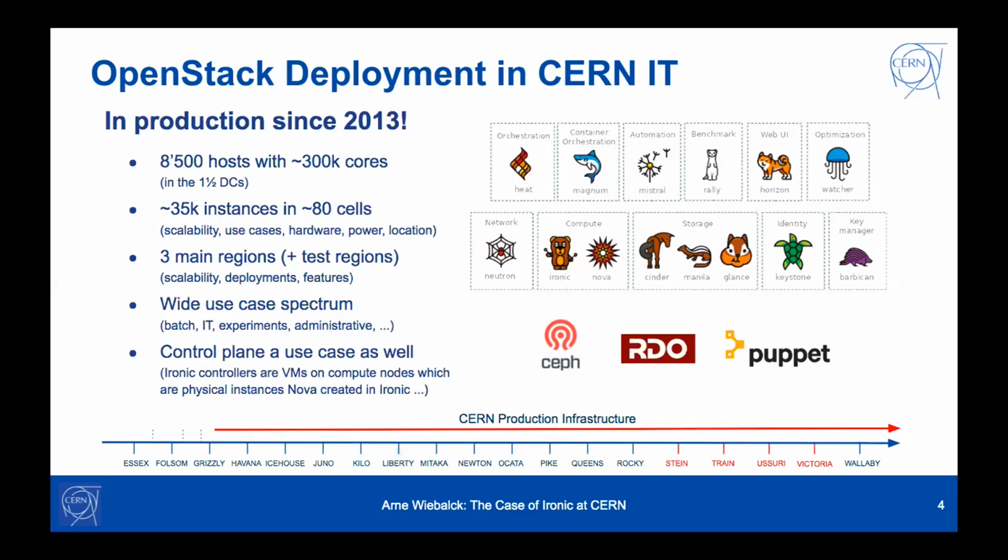And OpenStack at CERN supports quite a wide range of use cases. There's the real compute that we do in order to analyze the data, but also IT services in the experiments, and administrative services are hosted on OpenStack. The control plane of OpenStack itself is also hosted on OpenStack. These are virtual machines that run on our infrastructure. And then we have also, like in the middle here with the bear, Ironic since a couple of years, and this will be the main topic now.